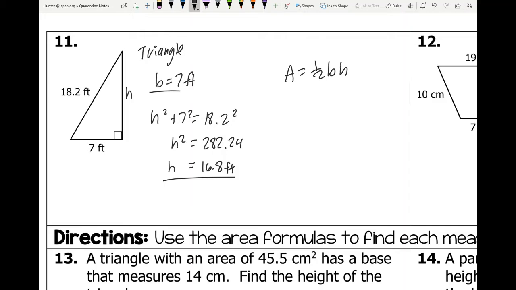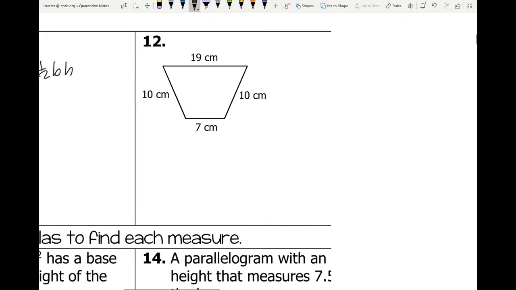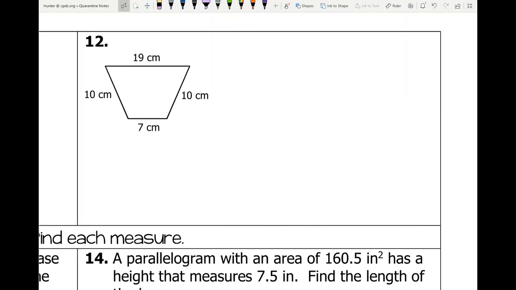Okay. The main problem with this one was knowing that we had to use Pythagorean theorem and knowing that the other leg was the height of the triangle. So when you see a right triangle, your base is going to be one of the legs, and your height will be the other leg. All right. So what do I have here?